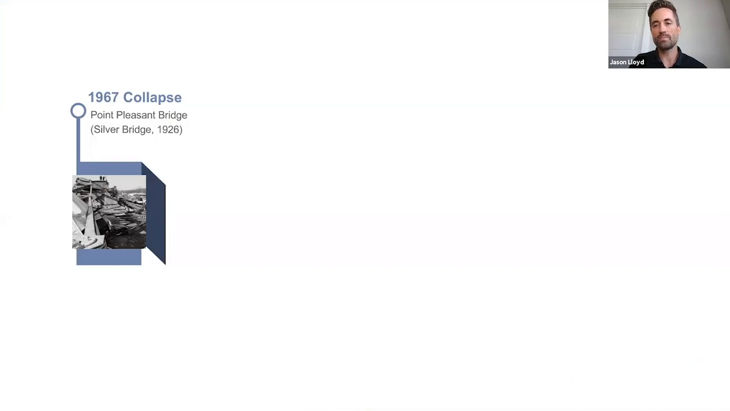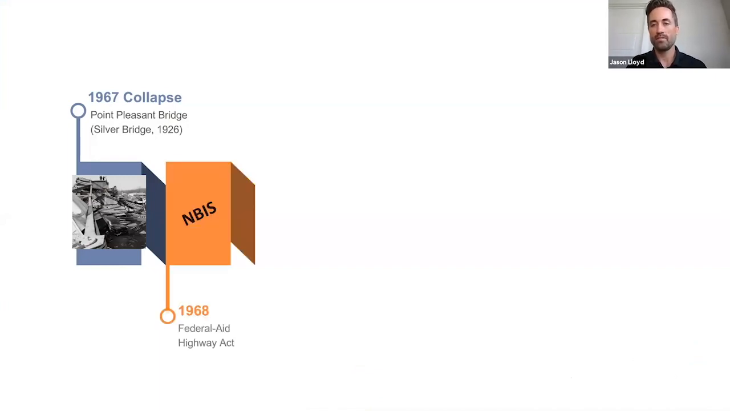Following the infamous collapse of the Silver Bridge over the Ohio River in 1967, the Federal Aid Highway Act of 1968 originated a requirement for the Secretary of Transportation to establish the National Bridge Inspection Standards, or the NBIS, to help ensure the safety of the nation's bridges. The NBIS is overseen by the Federal Highway Administration and is defined by the Code of Federal Regulations.